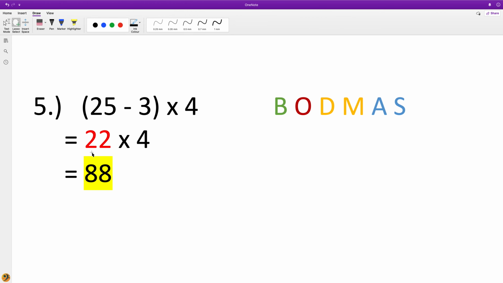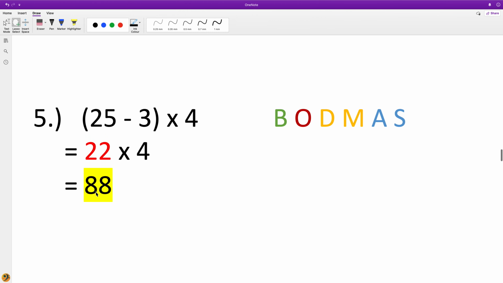So our first line of working becomes 22 times 4, because we've evaluated this part, and then we write in the rest of the operation, 22 times 4, and then we just simply calculate that out to be 88. Now, once again, what would happen if we didn't have the brackets? Would it be different? Yes, it would.